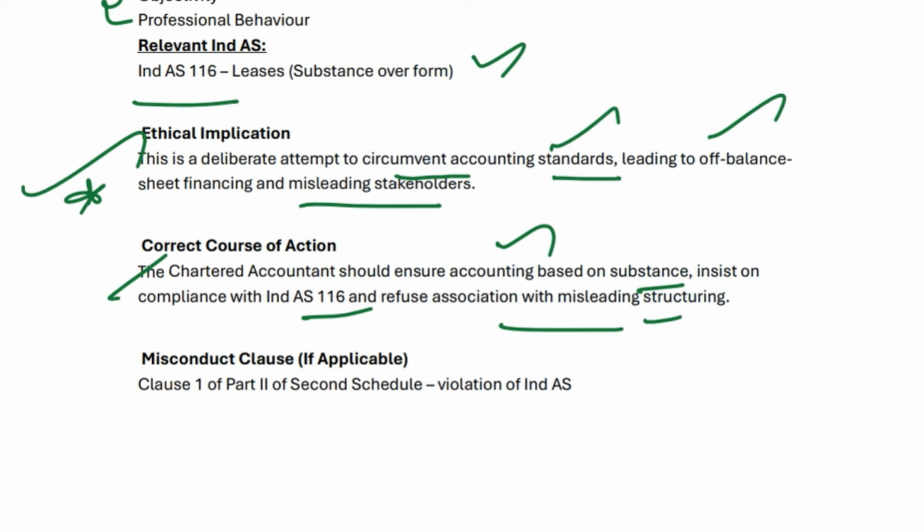The last one is a misconduct clause. Again, the same thing, you have to write like clause 1 of part 2 of the second schedule. It is a violation of Ind AS, so you will be guilty of misconduct. Okay, so you have to be thorough with the clause. I'm not helping you to read the clauses here. Okay, so I'm assuming that you have already studied this in your audit.